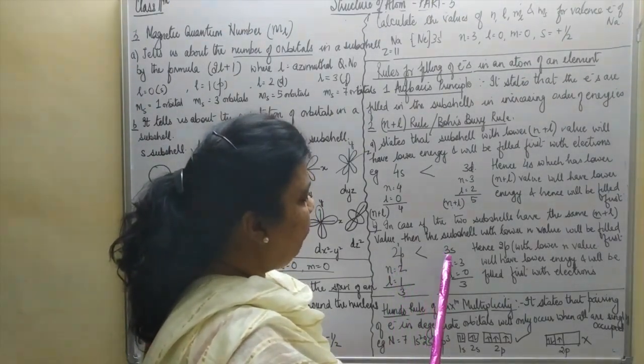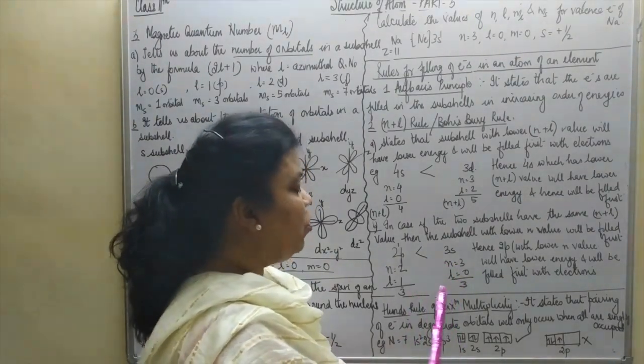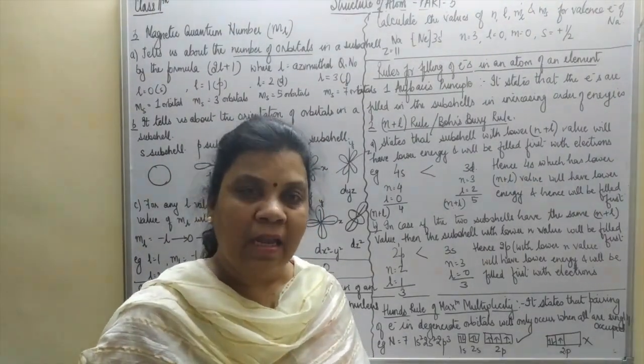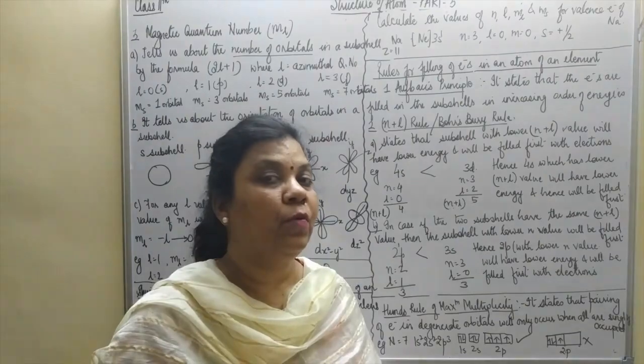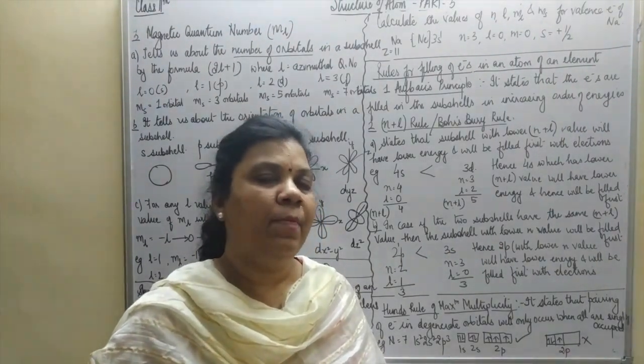In the same manner, for 3s, n is 3, l is 0, so n plus l is 3. That means both of them have the same n plus l value. Then in that case, we have to refer to the n value. Lower the n value, lower will be the energy.